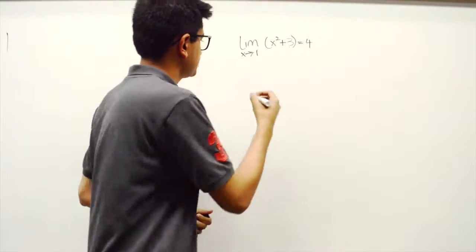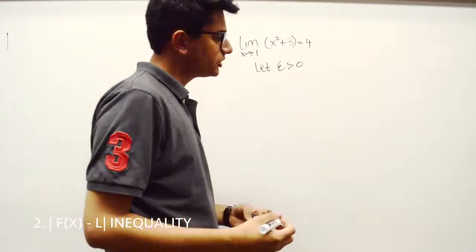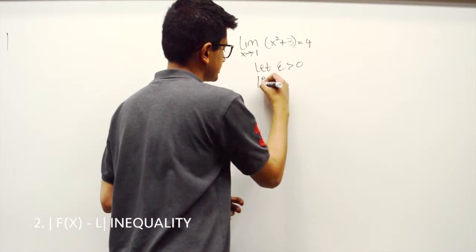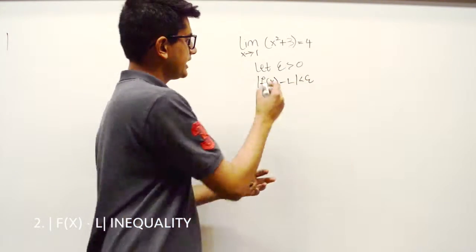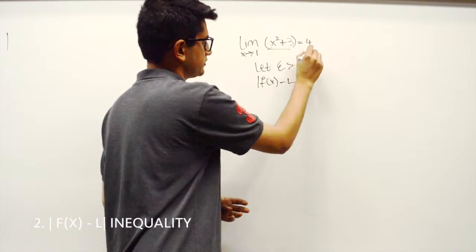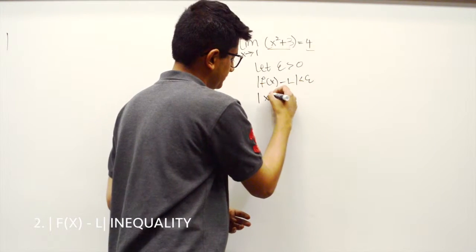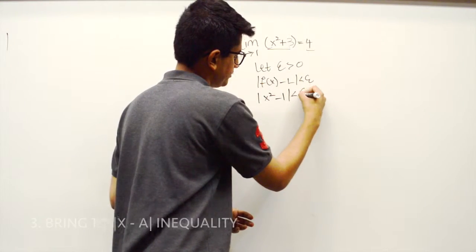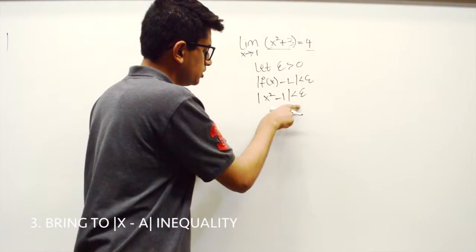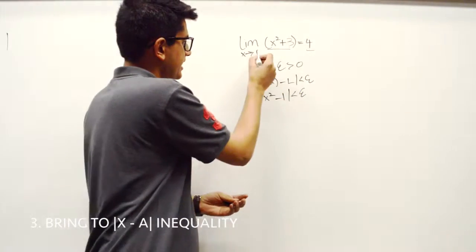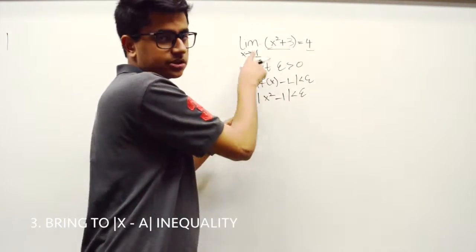Okay, first step, we let epsilon be greater than 0. Okay, we start off with |f(x) - L| as we did in the previous example. So we can see here that f(x) is x squared plus 3, L is 4, x squared plus 3 minus 4 is x squared minus 1. And we let that be smaller than epsilon. Now we have to reduce this term, like we did in the previous question, to look like |x - a|. And a is 1. So we have to make |x squared - 1| look like |x - 1|.